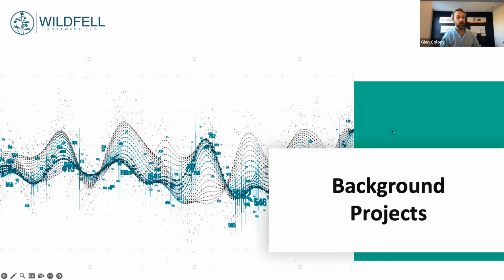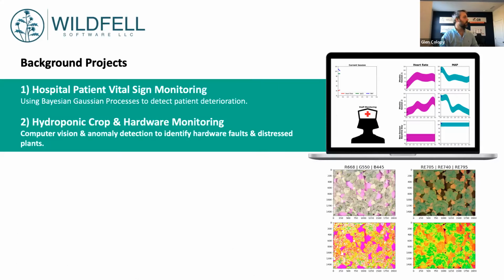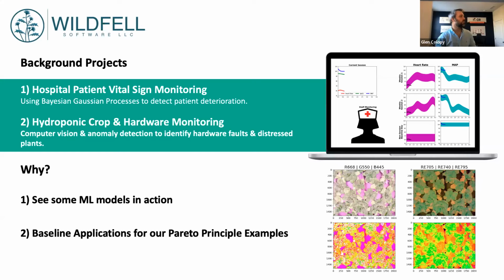Sweet. Now, some background projects. I'm going to introduce you to two background projects. The first is in hospital patient monitoring of vital signs, using Bayesian nonparametrics to monitor patients' vital signs in real time and provide inference. And the other one is on hydroponic crop hardware monitoring. So effectively, we have these hydroponic systems.